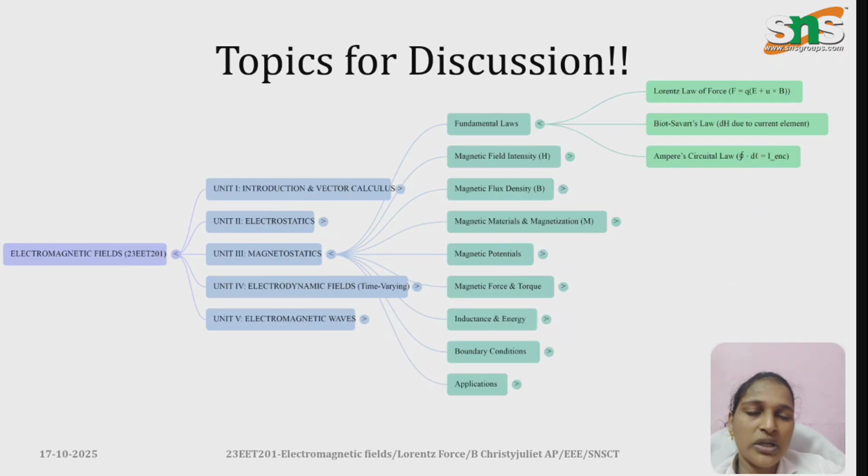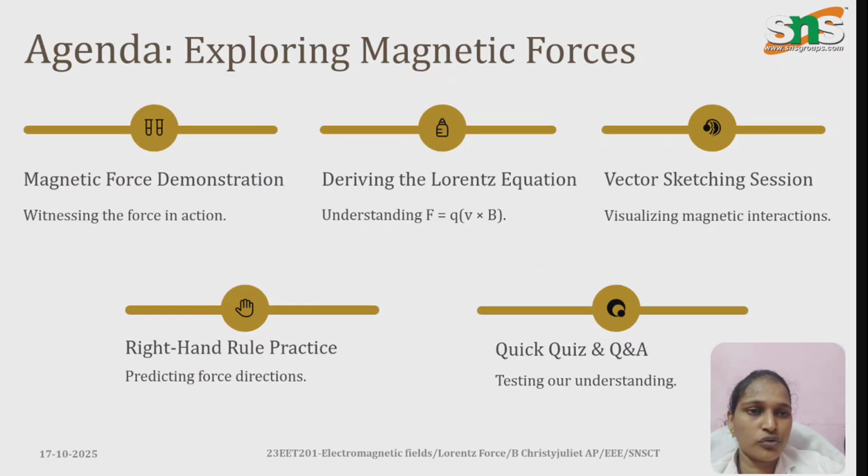So in this video series we are going to discuss magnetostatics, wherein we are first going to look at the fundamental laws that govern magnetostatics. We have three basic laws: Lorentz law of force, Biot-Savart law, and then Ampere's circuit law, just as we have for electrostatics. So these are the major governing laws for magnetostatics. First in this video we are going to see Lorentz law of force.